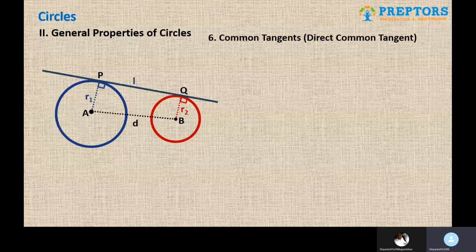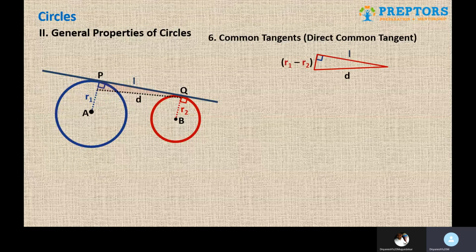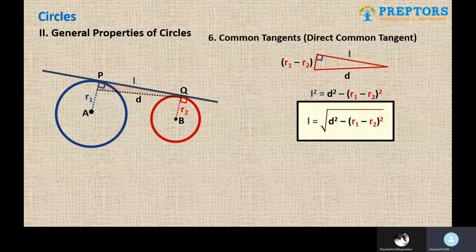For example, just take that line AB, shift it parallelly upwards, and what you end up doing is you form a small right angle triangle. Let's enhance that right angle triangle, this one, the shaded one, and you clearly see L and D are the two sides. The other one is going to be R1 minus R2. Now using the Pythagoras theorem here, you can say L square is equal to D square minus R1 minus R2 the whole square, or L is equal to square root of D square minus R1 minus R2 the whole square.